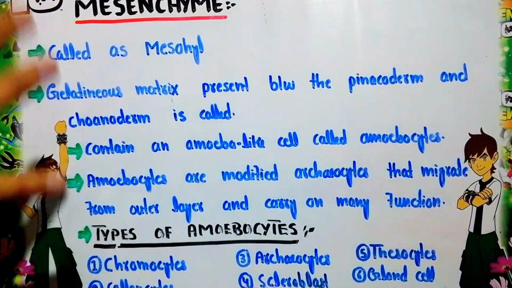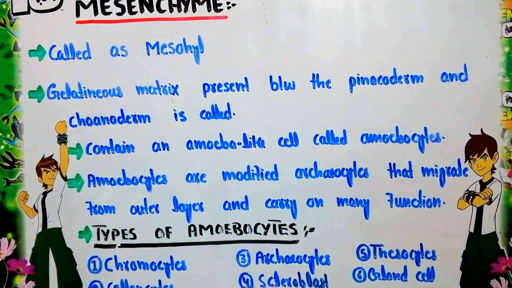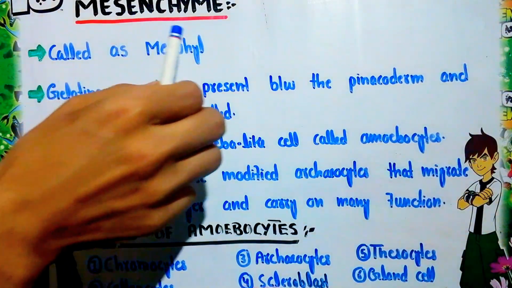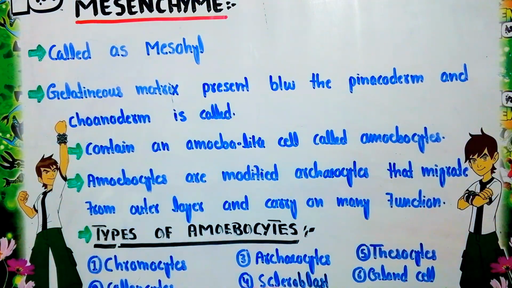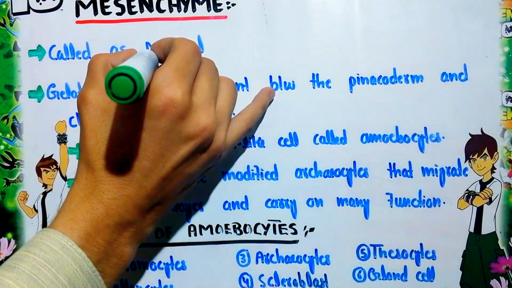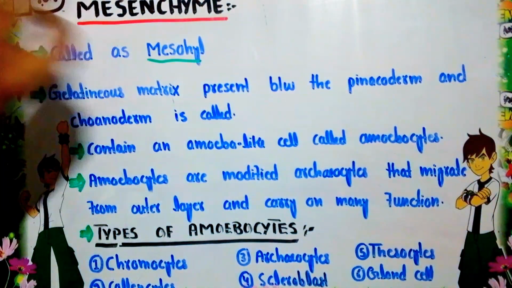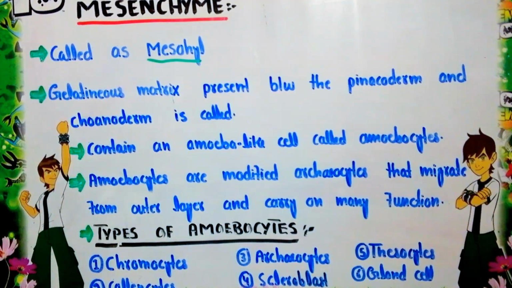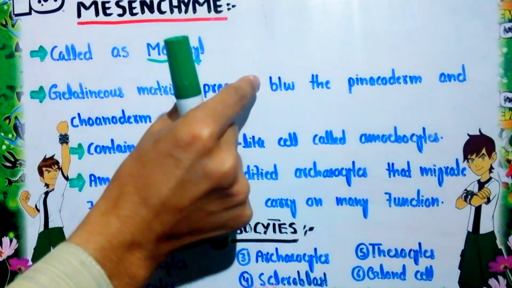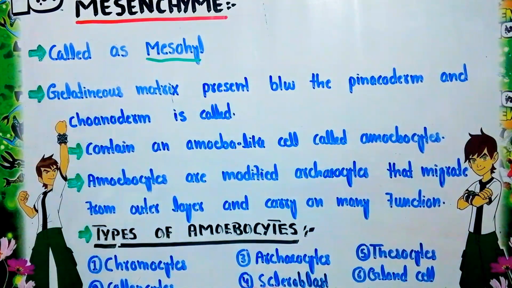Now the other part that is found in the body of the sponge is called mesenchyme. This mesenchyme is a very important part that is found between the pinacoderm and choanoderm layers. It is also known as mesohyl, while in the case of the coelenterates this layer is called mesoglea. Now what is the proper definition of mesenchyme? It is actually a gelatinous matrix that is found between the pinacoderm and choanoderm. This is called mesenchyme.